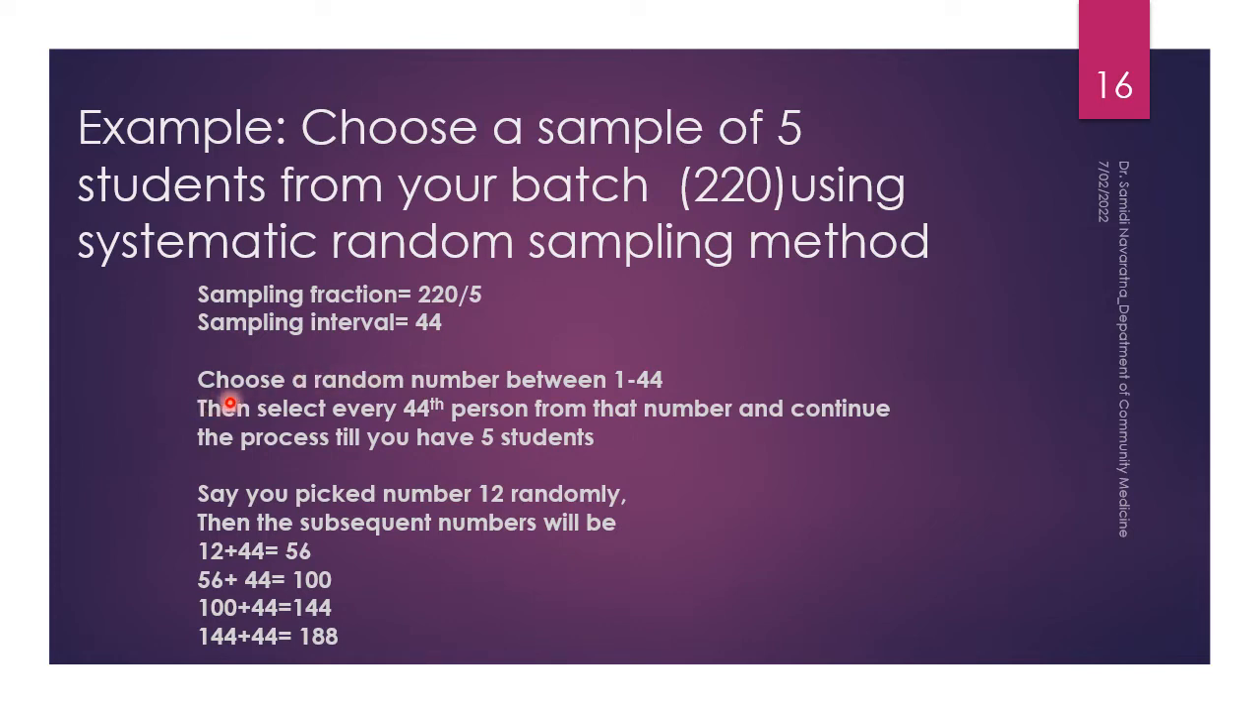So the first step is to choose a random number between 1 and 44. Then select every 44th person from that number and continue the process till you have 5 students. Say you picked number 12 randomly, then the subsequent numbers will be 56, 100, 144 and 188. So the sample will consist of 12, 56, 100, 144, 188.